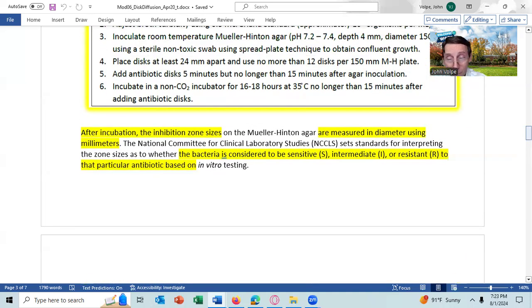So determining whether a species is sensitive or resistant to a given antibiotic requires setting up the Mueller-Hinton agar test under the standard procedure, growing the bacteria on the plate for a certain amount of time, looking at the plate, and then measuring the zone of inhibition in diameter and comparing that measurement to the table set up by the National Committee for Clinical and Laboratory Studies.